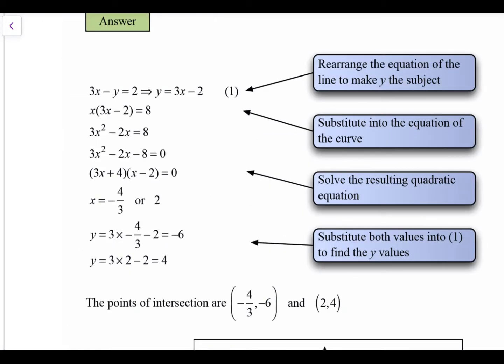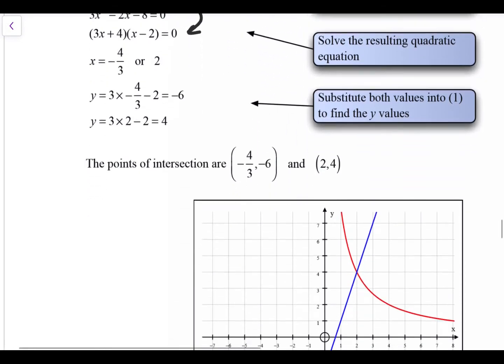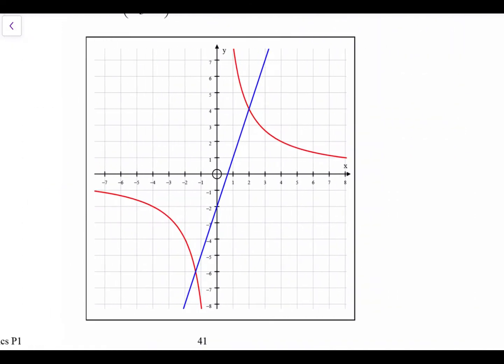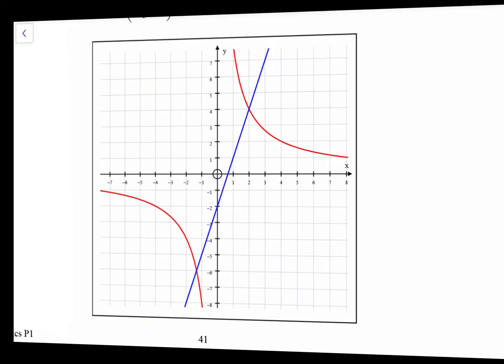When we do that, we end up with a quadratic equation. So we expand the brackets out, we rearrange so everything is on one side equal to 0. And again, we try and factorize. And this one here factorizes nicely. We get two x values, substitute in to find the y values, and that gives us the points of intersection. And here's what it looks like. There's the hyperbola in red. There's our straight line, and we've found the coordinates of those points of intersection.